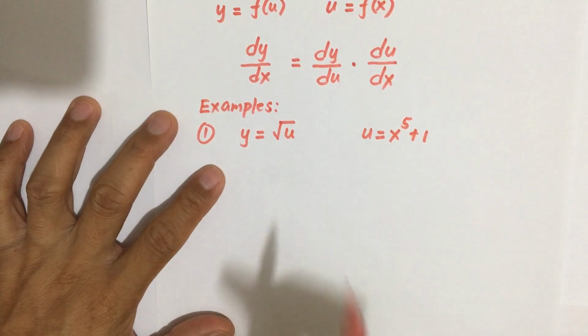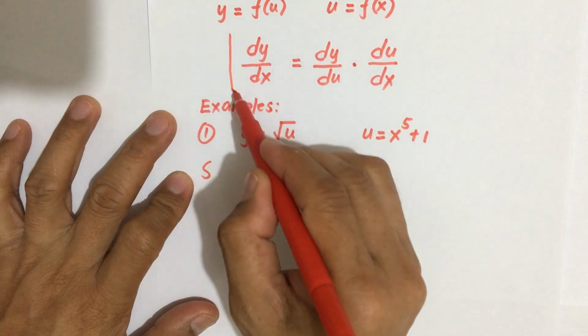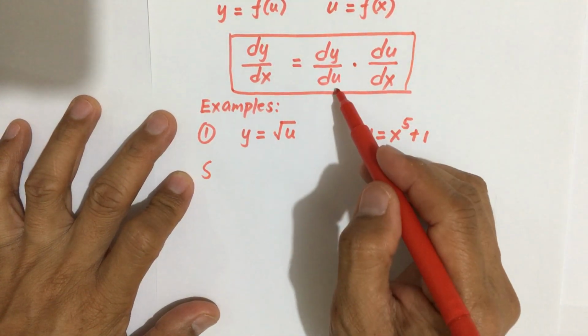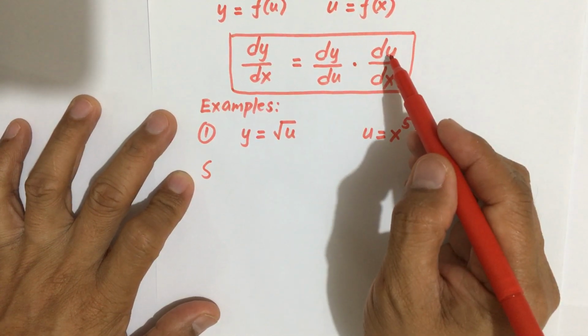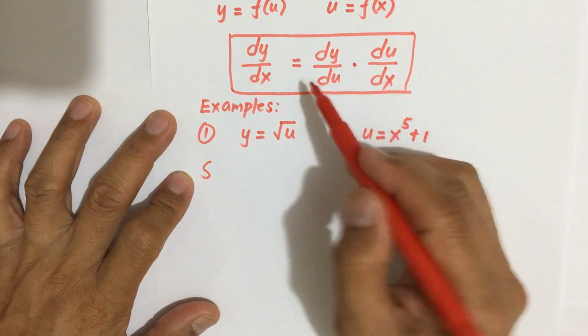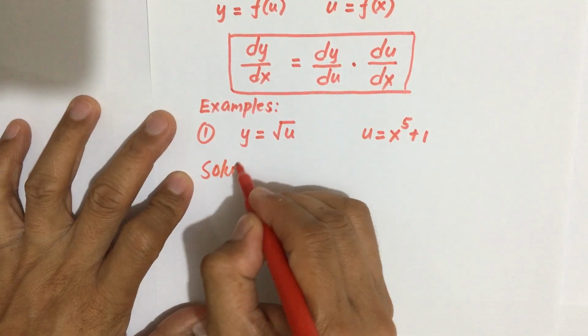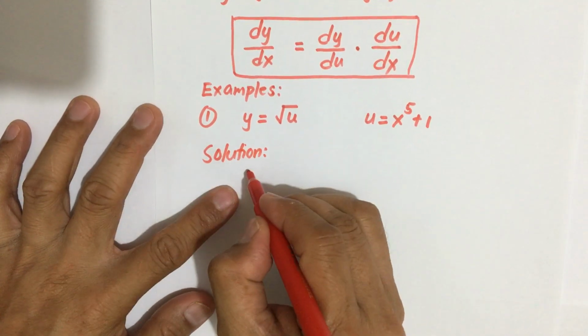Okay, so what we're going to do, we just follow this formula above. We have to find our dy over du, or derivative of y with respect to u. Then we have to find our derivative of u with respect to x, and then after that you multiply the two.